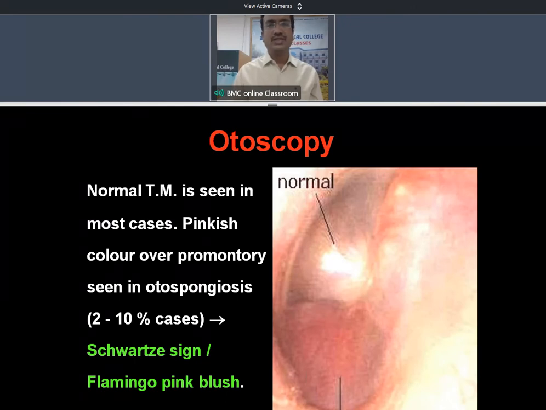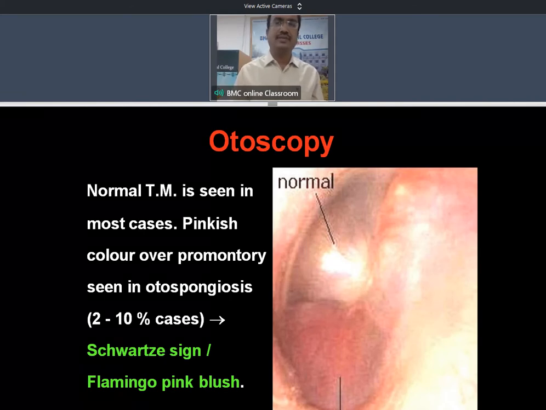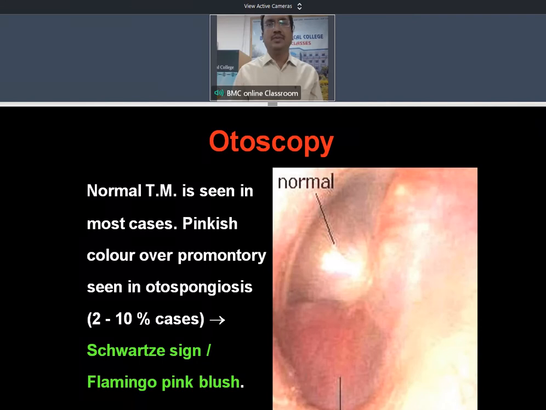So then coming to the signs. If you examine the patient with headlight or otoscope or otoendoscope, you can see a clear normal tympanic membrane. You can see the cone of light in the anteroinferior quadrant, pearly white tympanic membrane, mobility of the tympanic membrane, everything you can see normal.